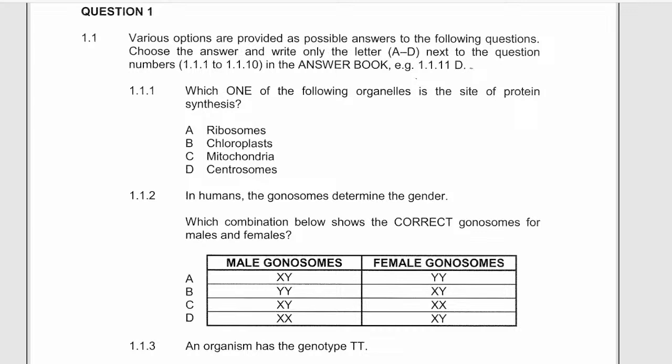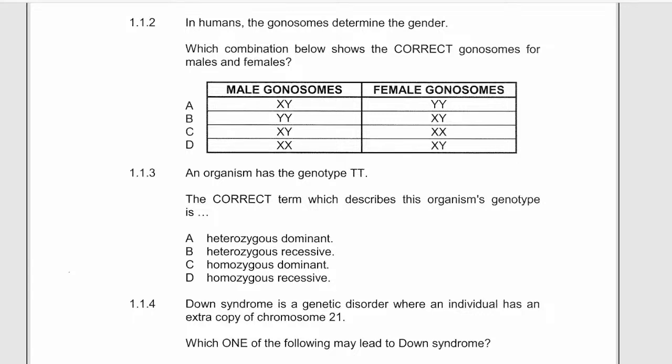Question number one. I don't have time to go through the objectives. Which one of the following organelles is a site for protein synthesis? I told you yesterday that when they talk about organelles, you think about two things. Number one, that is ribosome, nucleus. The rest, you don't think about them when it comes to protein synthesis. So the answer becomes A. So that is 2 marks. We go to the next question.